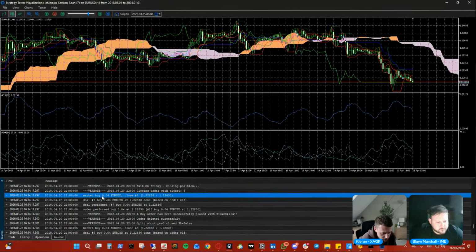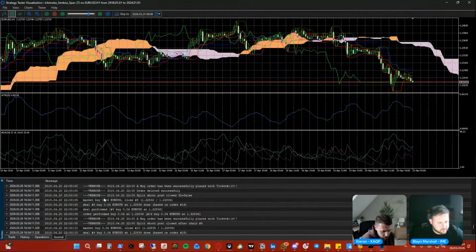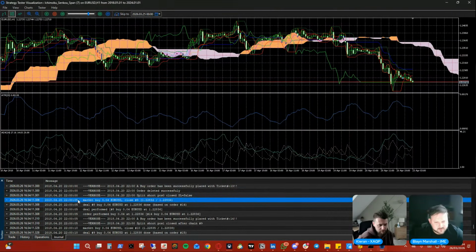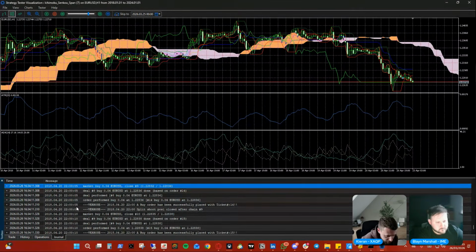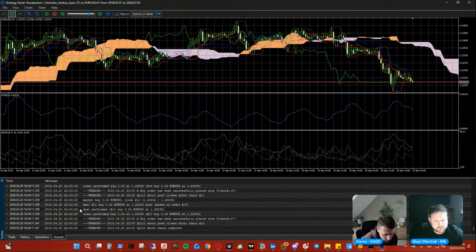So we can see market buy euro dollar because we were short. So we closed the first order at 10 p.m. And then you can see if we go down, split short, market buy 0.4 at 5 seconds after. So 5 seconds after the first trade closed, it then closed the second trade. Again, 5 seconds after position 2, it closed the third trade, and so on and so forth.